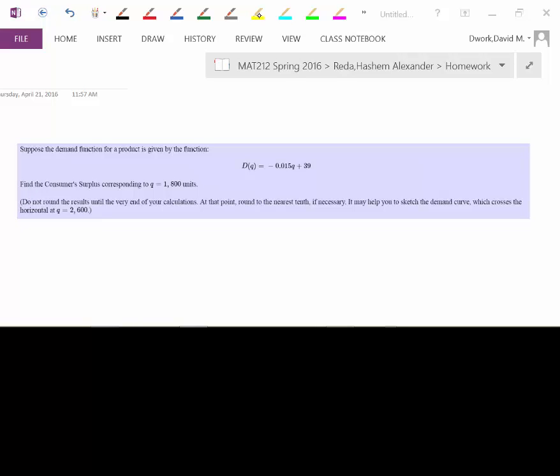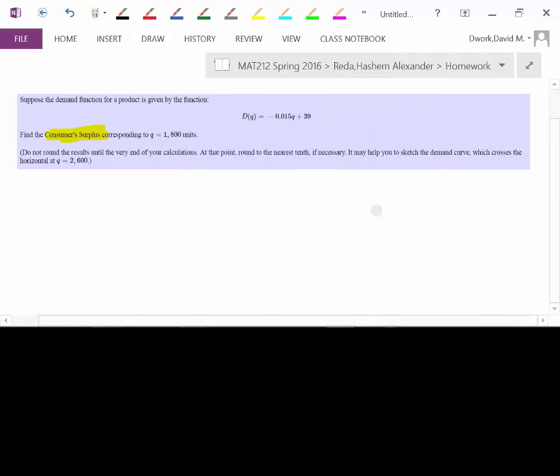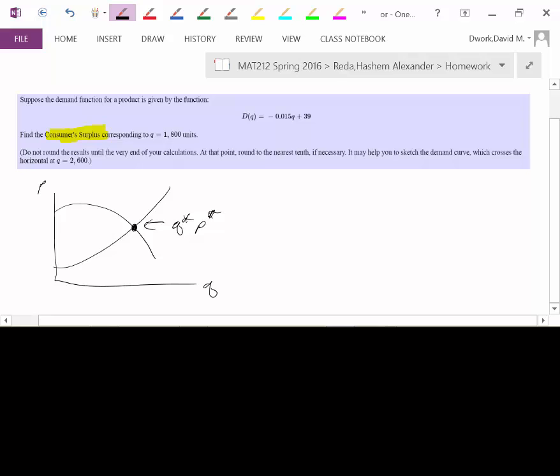So this problem is asking us to find the consumer surplus. So from the notes that you should have watched, I'm sure you did, you know that there's a supply curve and a demand curve, and they meet at the point of equilibrium, which your book refers to as Q star, P star, I think, where this is Q and this is P.